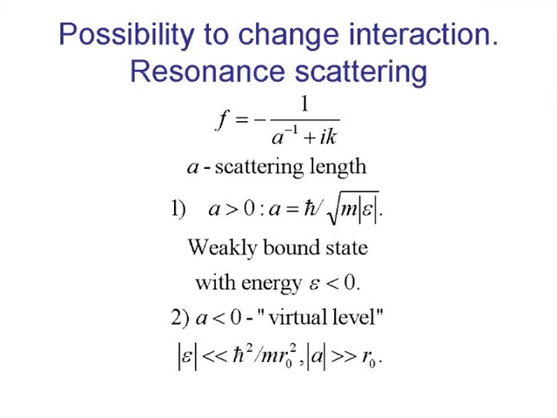In this case, the scattering amplitude can be presented in a very simple form, where A is a constant, which typically does not depend on energy. This is a quantity which characterizes scattering completely for slow atoms. For future discussion, it will be important to know that there are two possibilities.